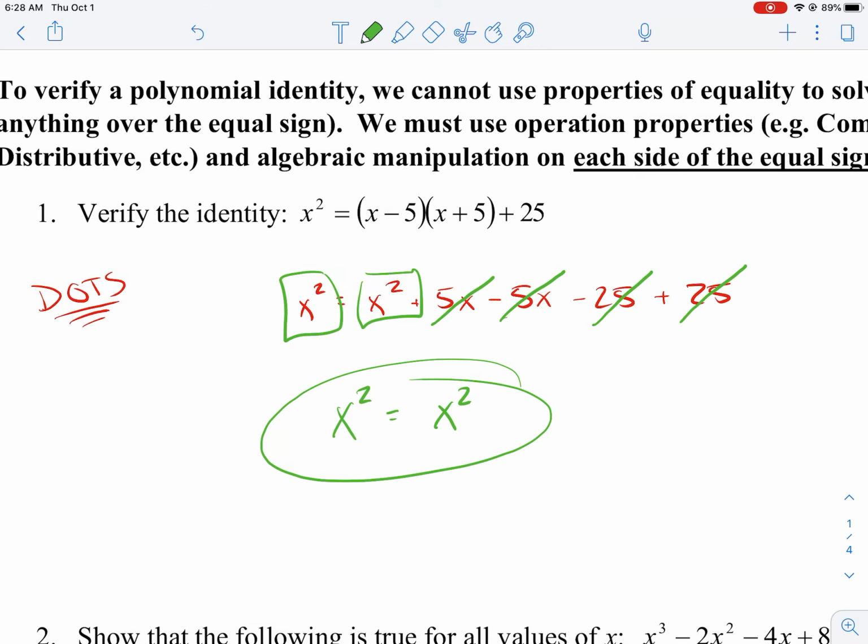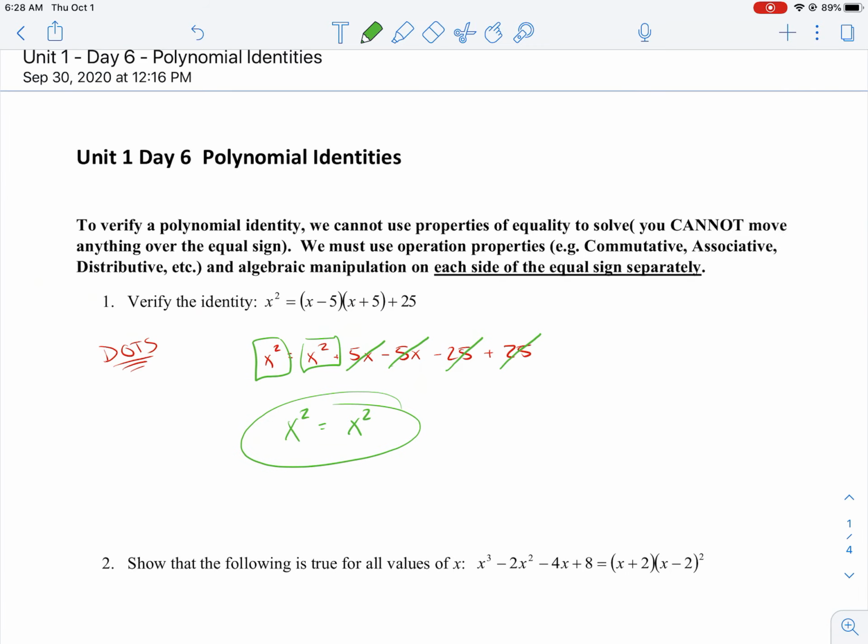So in this unit, again, we are not trying to isolate variables like we would in a typical problem like 3x plus 5 is equal to 6x minus 7. We would try to get the x's together, get the 7 and the 5 together, isolate x and solve for x. We're not doing that in these problems. What we're doing is manipulating each side of the equation separately such that we get the same thing on either side. So let's look at number 2.